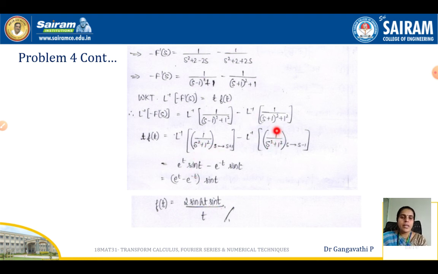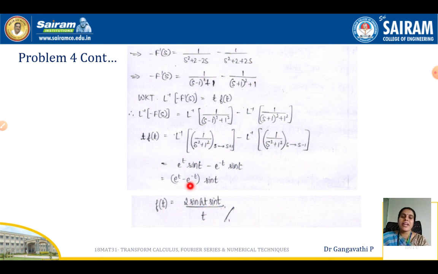Similarly, when you come here, s is to be replaced by s minus 1. It means that the exponential is having a negative power. So you get e to the power of minus t, and L inverse of a by s square plus a square is sine at, and in the place of a you have 1. Therefore, it is e to the power of minus t into sine t. So now try to simplify. It is e to the power of t minus e to the power of minus t, sine t is the common term, and e to the power of t minus e to the power of minus t divided by 2 is sine hyperbolic.